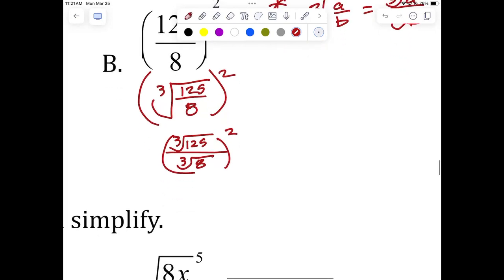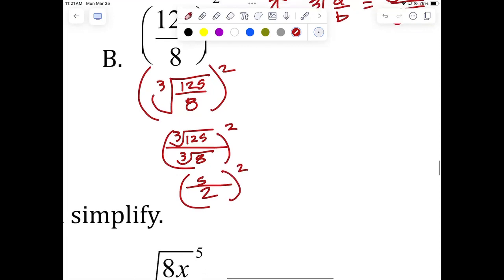Now, if I expect you to do this without a calculator, these numbers are going to be nice numbers. What would the cube root of 125 be? What number times itself 3 times? It's 5. Because 5 times 5 is 25, and 25 times 5 is 125. So the cube root of 125 is 5. What's the cube root of 8? We already said 2. So really it's 5/2 squared.